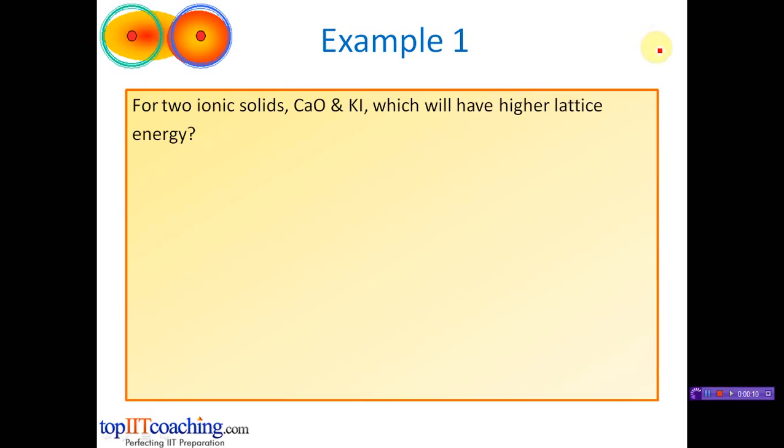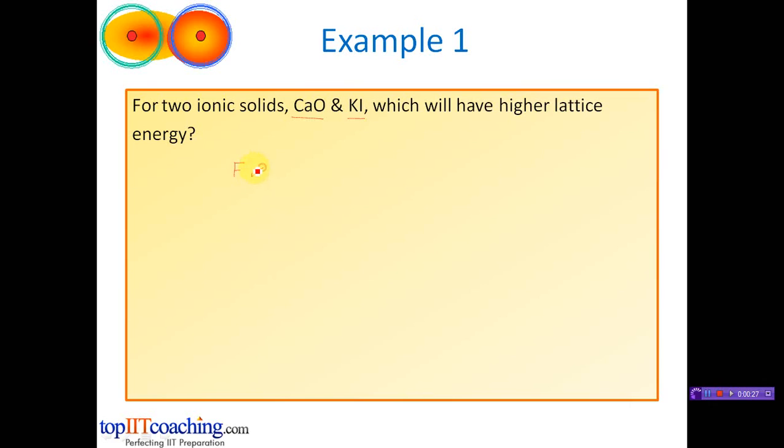Now let's try to solve a few simple questions based on the concepts that we have just discussed in this chapter. The first question: for 2 ionic solids, calcium oxide and potassium iodide, which will have higher lattice energy?